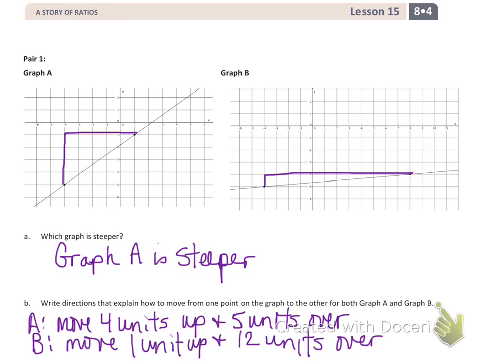Okay, check your work on pair 1 right now. Graph A is definitely steeper. Graph B is a very gentle slope. And then directions to move from one point to the other, the points that are labeled here. So on graph A, we would move 4 units up and 5 units over. And on graph B, we'd be moving 1 unit up and 12 units over.